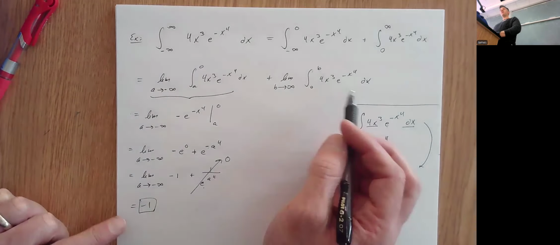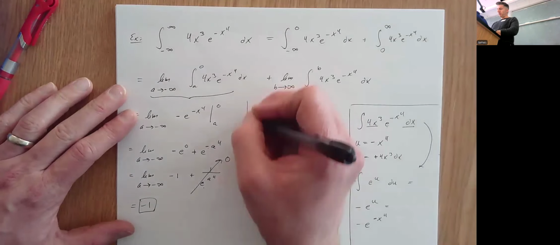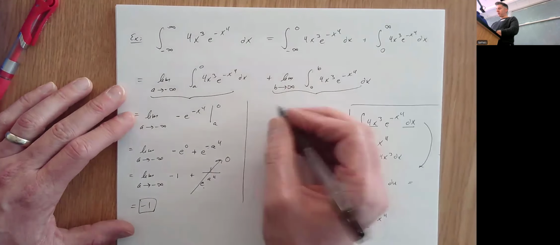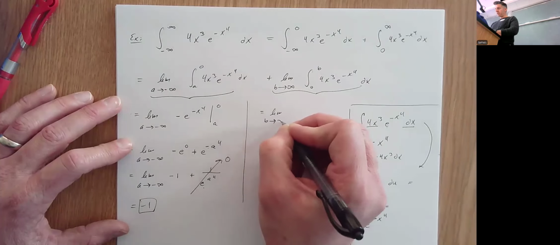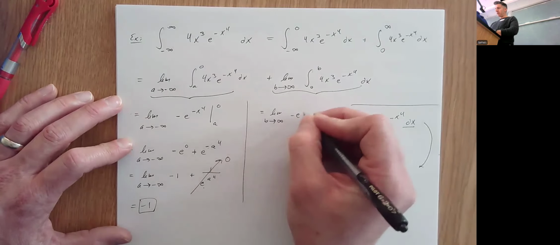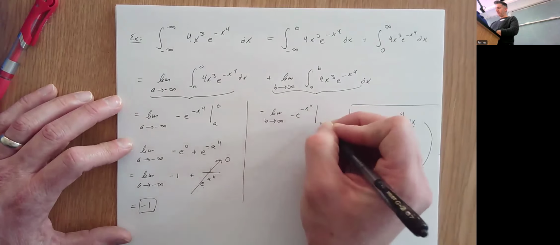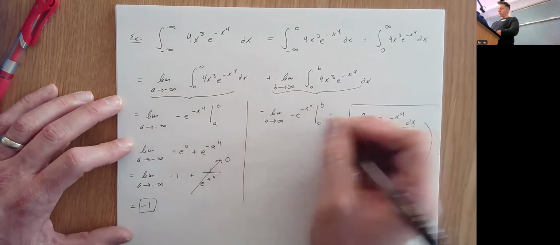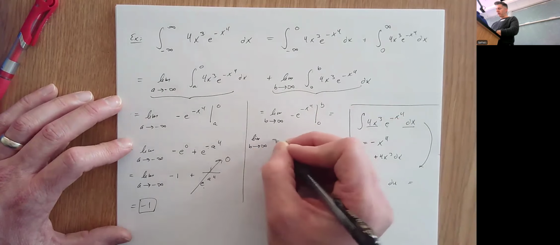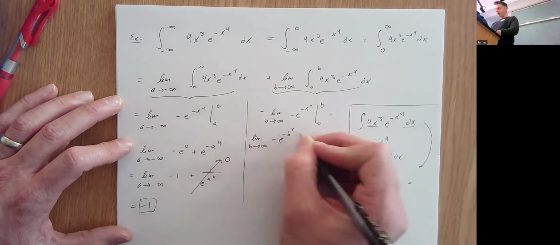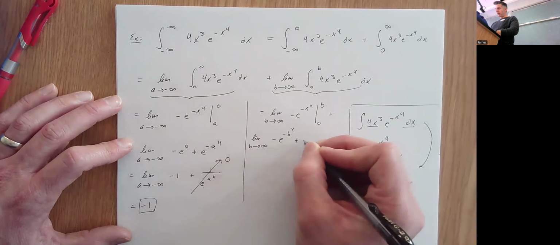Plus whatever this one ends up being. So then over here on this side, that's going to be the limit as b goes to positive infinity of negative e to the negative x to the fourth, evaluated from 0 to b. We do the same dance. We plug in our b and our 0. We get negative e to the negative b to the fourth minus negative e to the 0th.